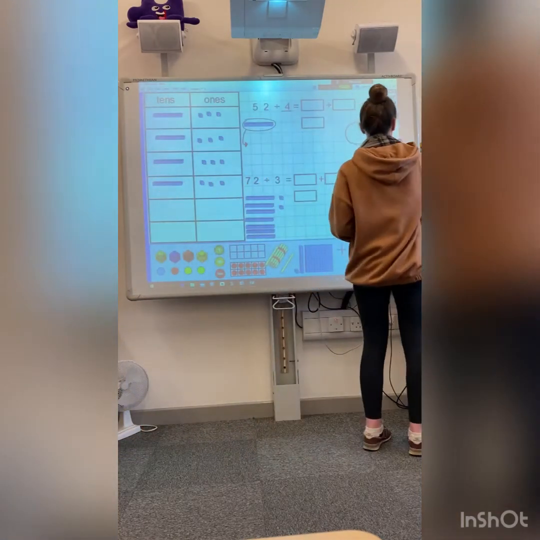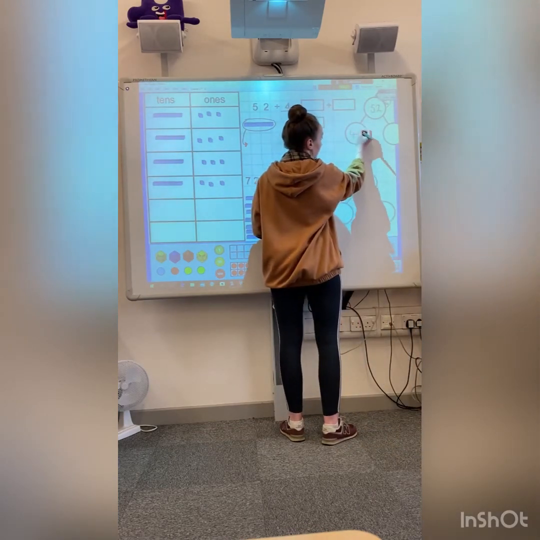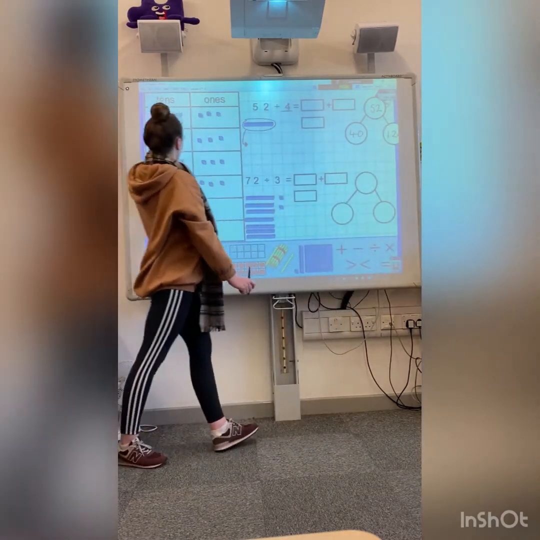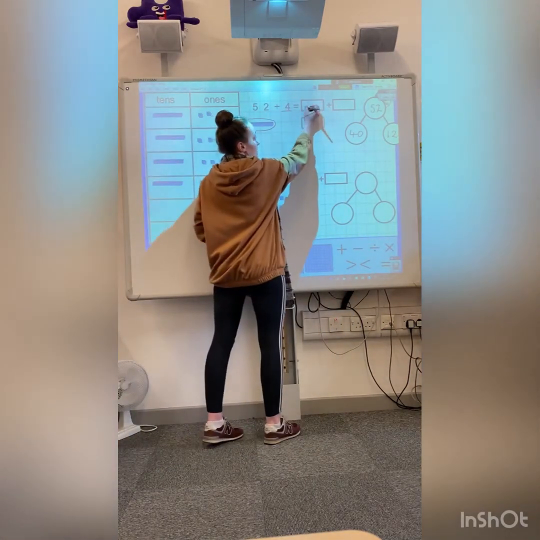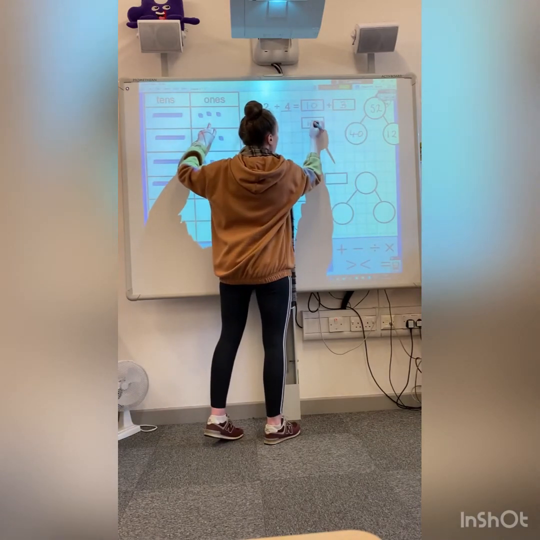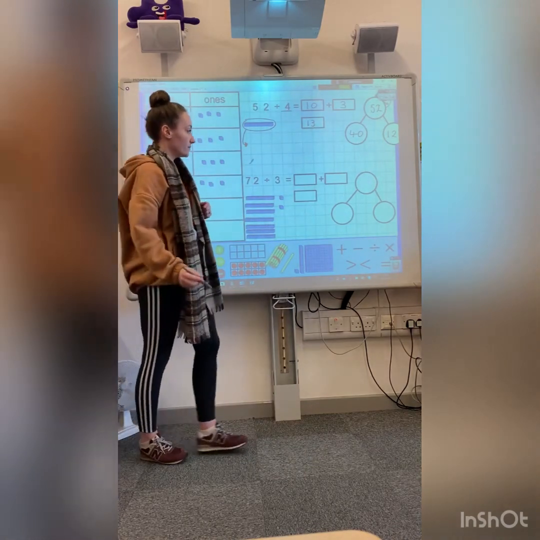So 52 will be partitioned into 40 and 12 because I changed that 1 ten into 10 ones. So then I've got 1 ten here and 3 ones. So 1 ten is the same as 10. Add my 3 ones equals 13. 52 divided by 4 equals 13.